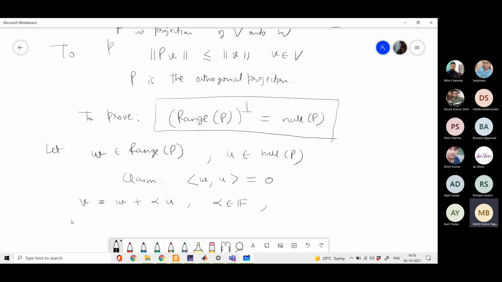So now if you apply a projection on this, then PV is PW plus alpha PU, and this is 0 because U is in the null space of P. And PW is W, and why is it so? Because W is in the range space of P, and P square is P because P is a projection, that is given, and you have to show that this is an orthogonal projection. So at least you can use this property. So till now we got PV equal to W.